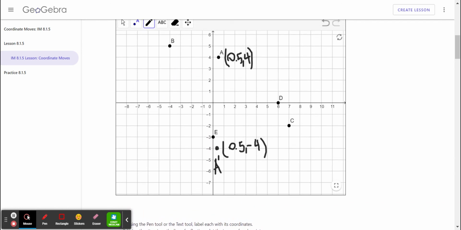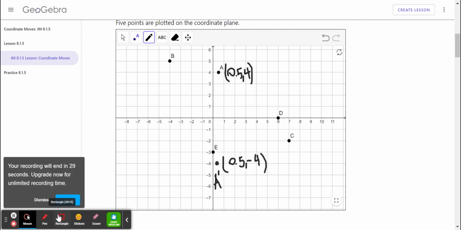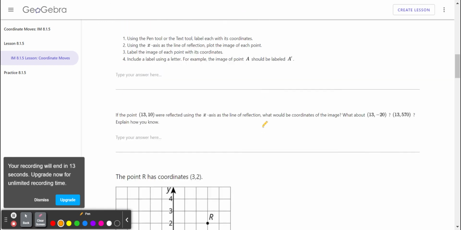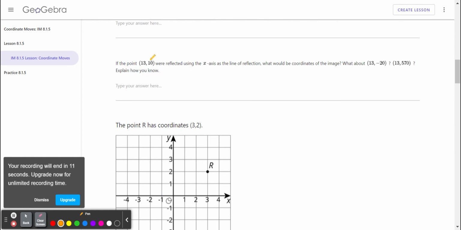So from the previous example, you should have noticed that the points are changing based on the axis we reflect. So for example, when we reflected over the x-axis, when we flipped over x, the y value changed to its opposite. And that means that if we were reflecting, for example, 13, 10, the positive 10 would become a -10 because we're flipping over the x-axis.